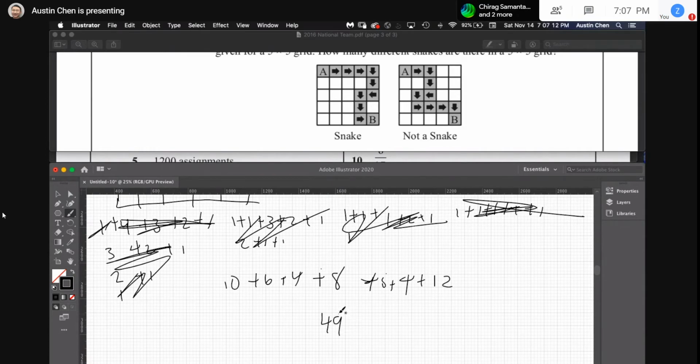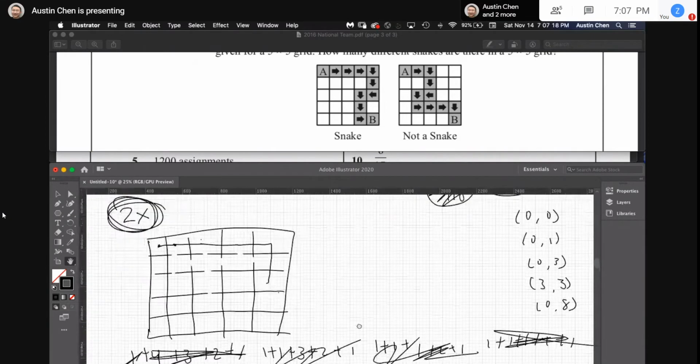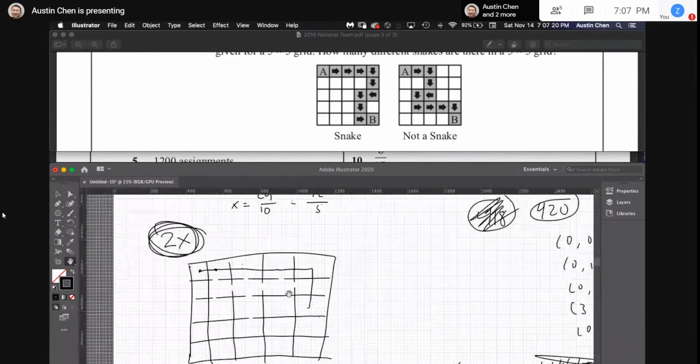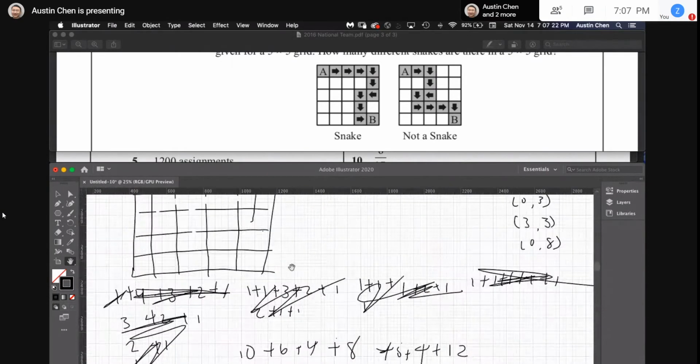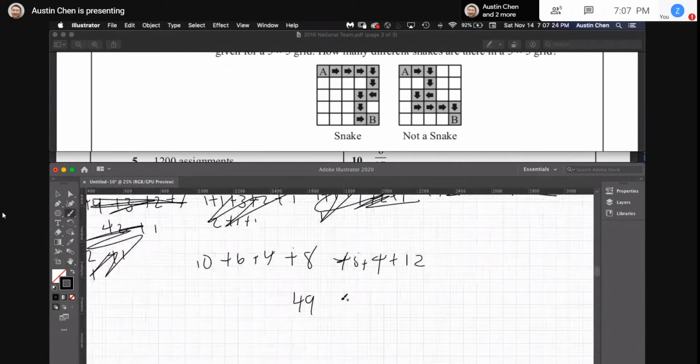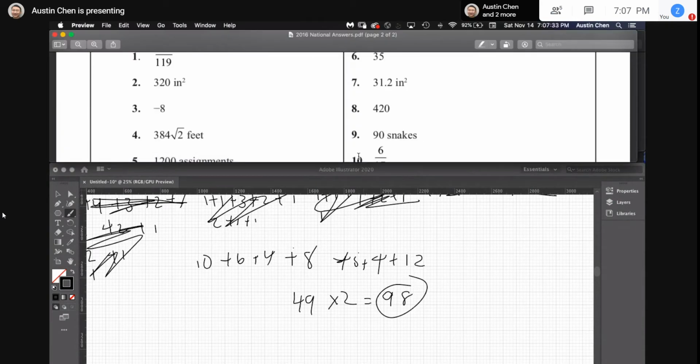All right, and is this our answer? No, because remember, we had to multiply it by 2 at the end, right? To account for the down cases. So you have to remember that. So yeah, we multiply by 2, and then we have 98 as our final answer. Oh, whoops. The answer is 90? Uh-oh.